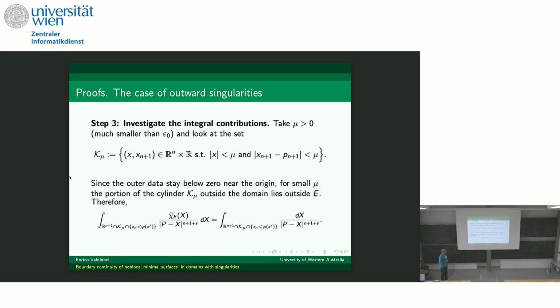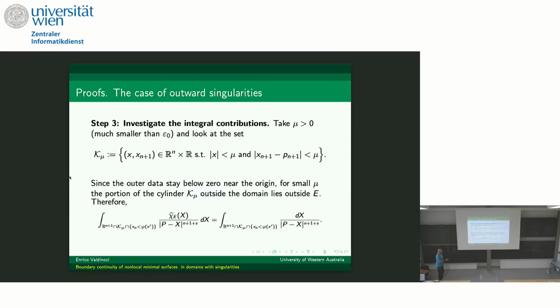And the idea is that I have to check the integral contributions in K_mu, and well, the integral contributions in K_mu can be split. A bit difficult to draw it, right? But this is a cylinder, right? So the cylinder omega intersects the cylinder K_mu. What happens is that outside the domain omega, the cylinder K_mu doesn't see E because my datum outside is flat here.